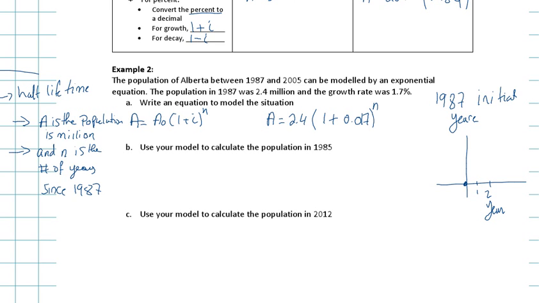Now, use your model to calculate the population in 1985. So what do you plug in for n? -2. Why -2? Because you're going down. Remember your initial time is 1987, right? So 1985 is 2 years before that. So I have to plug in -2 for n.